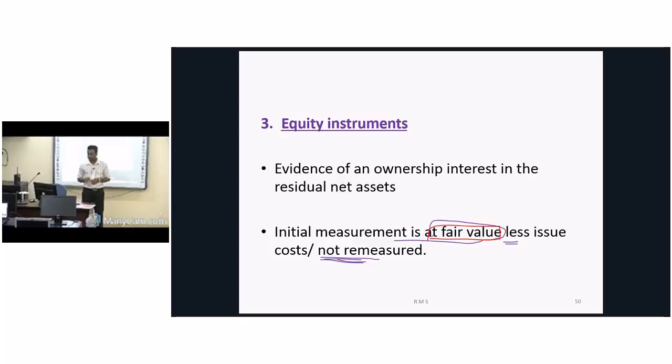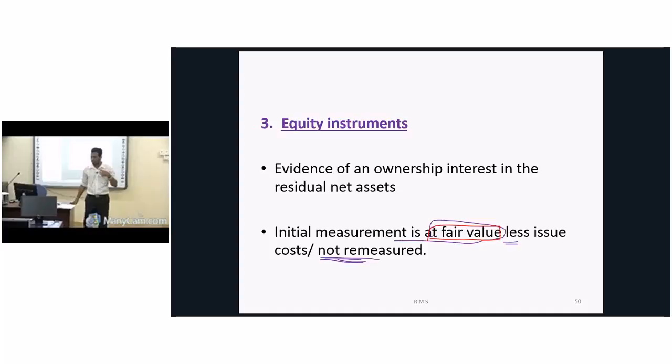How do you recognize it? Do you remeasure at the end of each year? No. We measure at fair value at the beginning. Let's say if I issue 1,000 shares at 15 each, then 1,000 at 15 will be my capital. I don't want to remeasure at the end of each year. Understand? So the less issue cost. But here there is a big question. Look, it says less issue cost. Let's say if I issue 1,000 shares at 15 each, then it will be 15,000 share capital.